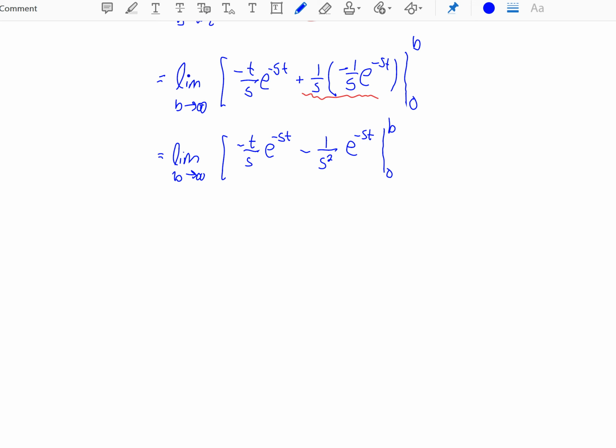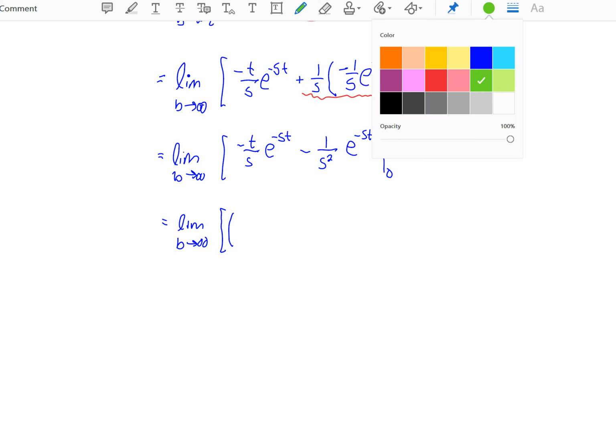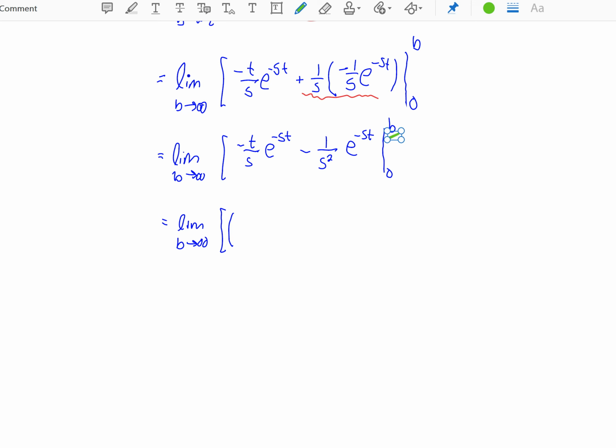Now the fundamental theorem of calculus of course still applies, and we'll evaluate this limit by looking at your antiderivative evaluated at the upper limit. Now remember, when we're evaluating at the upper limit, we're plugging in b for t. So we'll have negative b over s e to the negative sb minus 1 over s squared e to the negative sb.